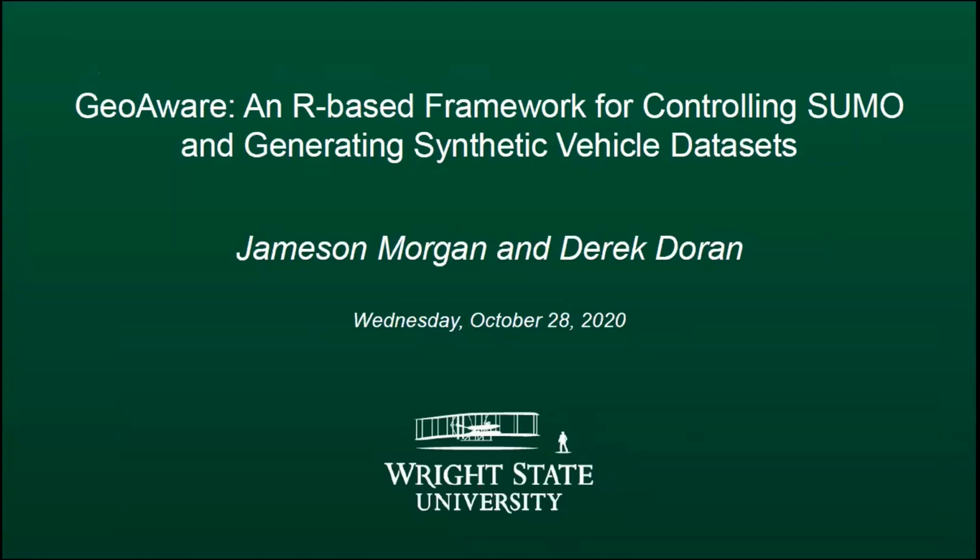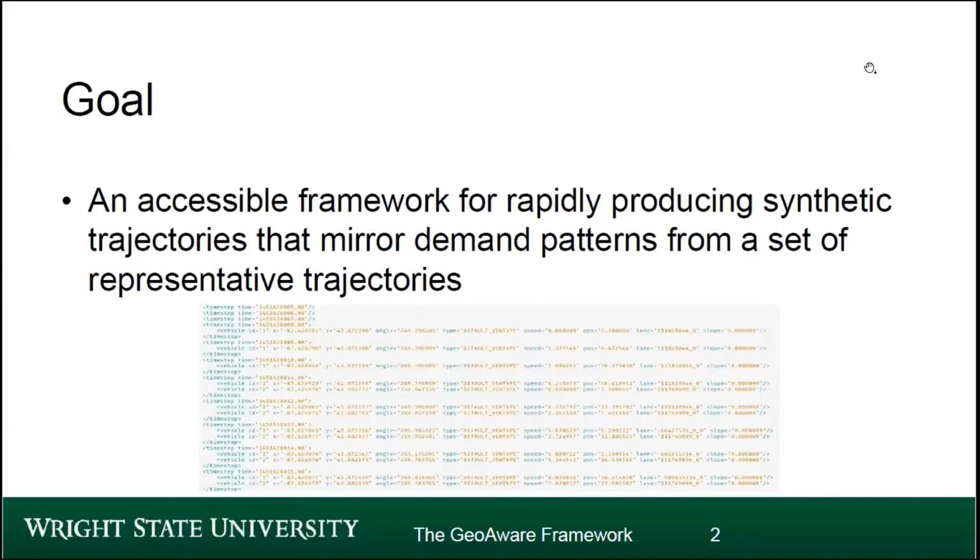using SUMO. So the goal is to produce synthetic trajectories that have demand patterns that we see inside representative trajectories. And representative trajectories are those trajectories that we're able to capture from the real world, from like GPS, maybe some form of like a camera system or CDR data. And what we want to do is take patterns that we see in those, and create synthetic trajectories that have those patterns.